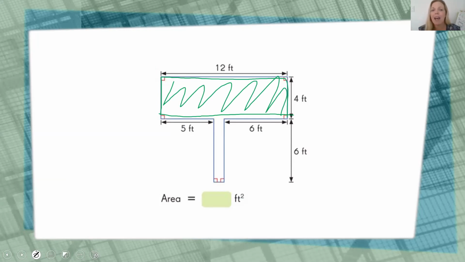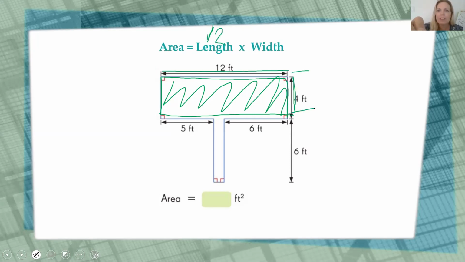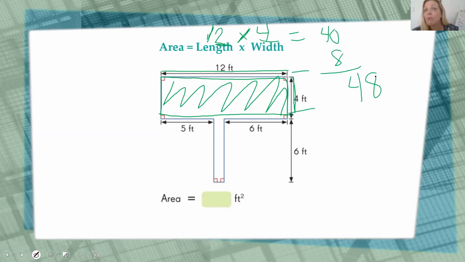Now, right off the bat, I can refer to my formula for area, length times width, and I see that I have those measurements for the green rectangle. I have 12 as my length, and I have 4 as my width. If I'm doing my mental math, instead of 12 times 4, I can think of that as 10 times 4, and then I know that's 40, and I still have my ones to do. My 4 times 2 is 8, and therefore I know that the green rectangle is 48 feet squared.